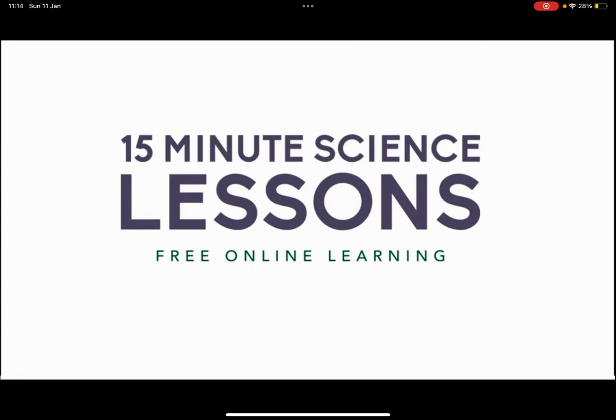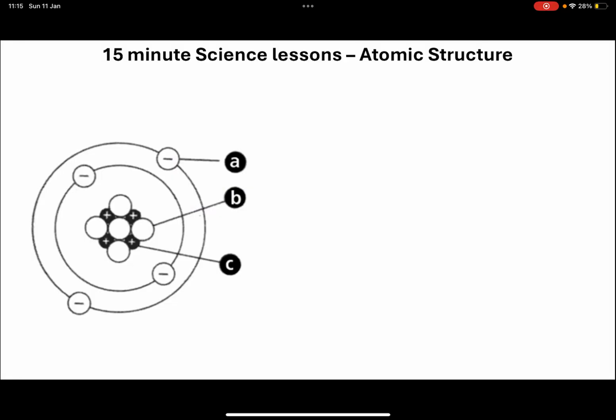So our first 15-minute science lesson is on atomic structure, so let's go. To start with, this is the classic atomic structure diagram that you may see in any exam paper, in any textbook and in any classroom. So to start with, we need to be able to label what is in the atom.